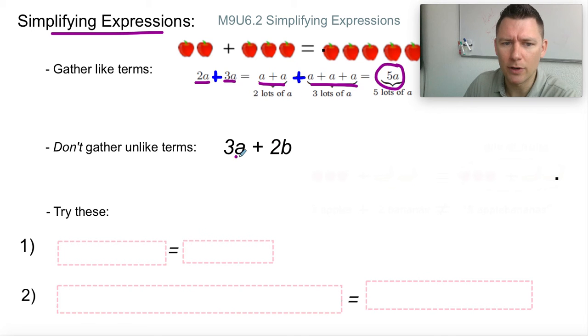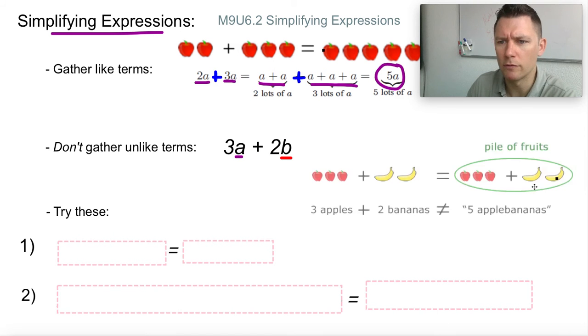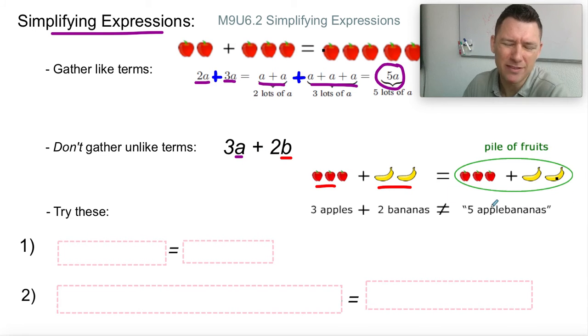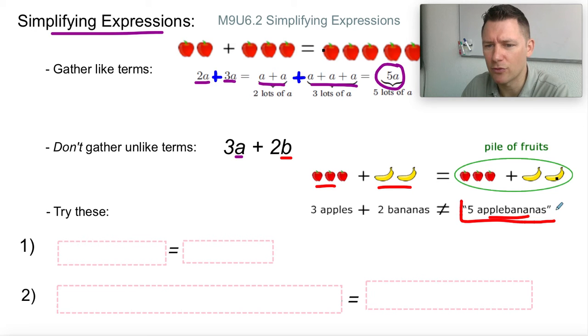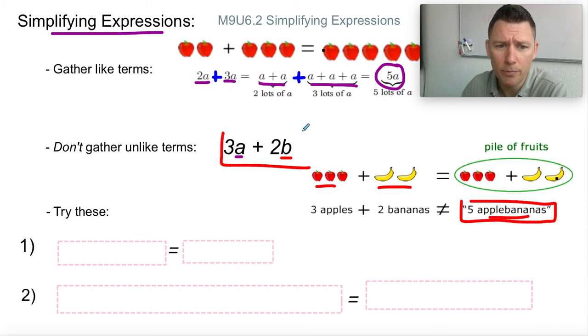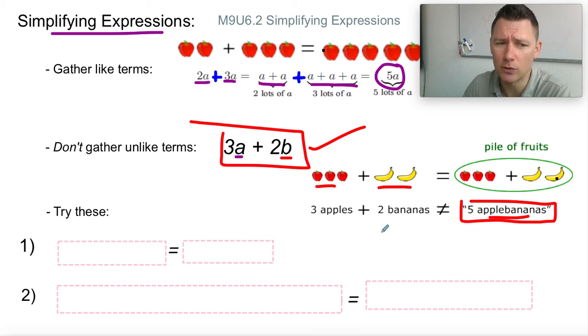However, if you have unlike terms, a's and b's, you can't gather them because you're talking about 3 of these and 2 of those. So this is sort of like talking about 3 apples and 2 bananas. You just can't add them up and say I have 5 apples or 5 apple bananas or 5 banapples or whatever sort of crunched up word you want to put in there. So you can't really combine them. You just leave them. 3a plus 2b. That's as simple as we can get. Leave it alone. Right?